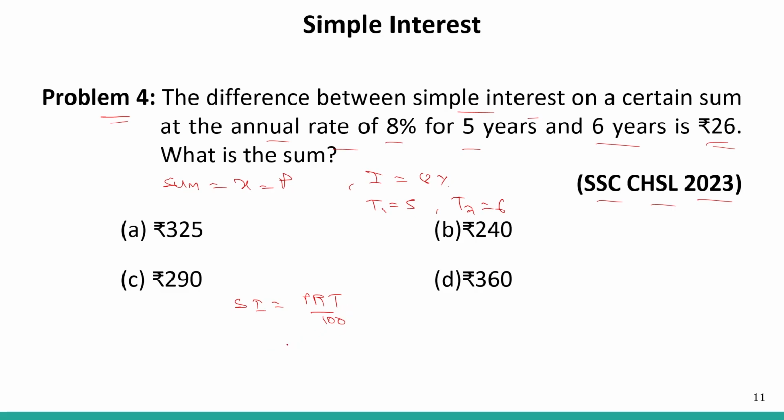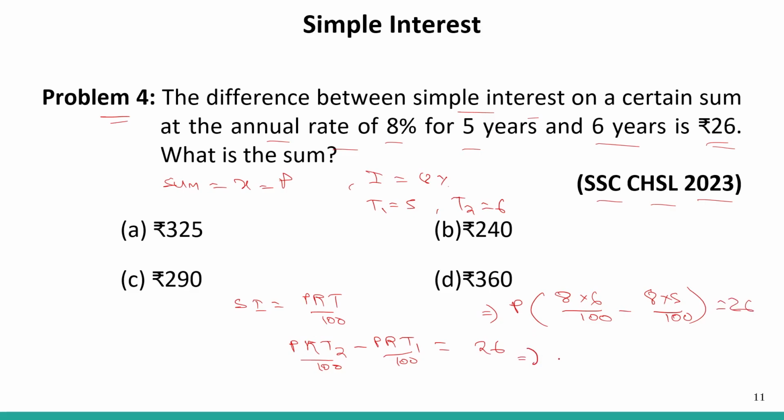So in this case, what we are given is PRT2 by 100 minus PRT1 by 100, because both are in percentage, is equal to 26. So this implies that P we can take common. Okay, so R is nothing but 8% in this case, and T2 is equal to 6, so 8 into 6 by 100 minus 8 into 5 by 100. This is equal to 26.